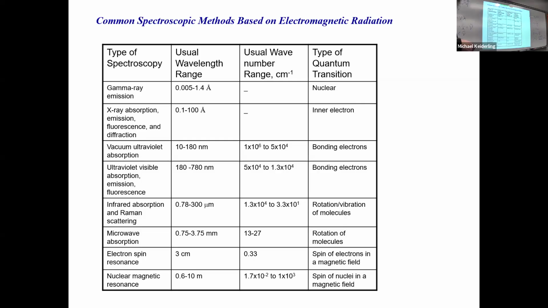Microwave absorption is about 0.75 to 3.75 millimeters. The rotation of molecules. Electron spin resonance is around 3 centimeters. Spin of electrons in a magnetic field. And nuclear magnetic resonance is around 0.6 to 10 meters. The spin of nuclei in a magnetic field.